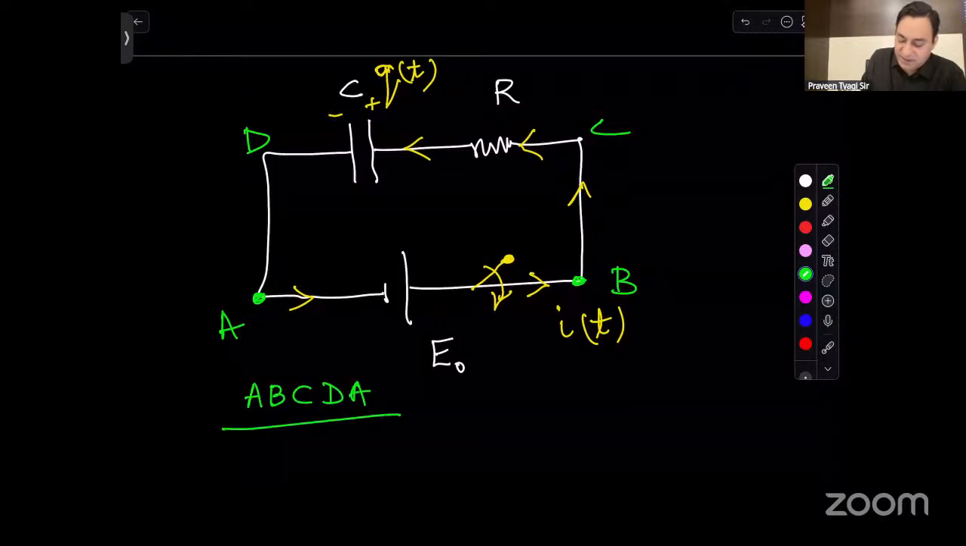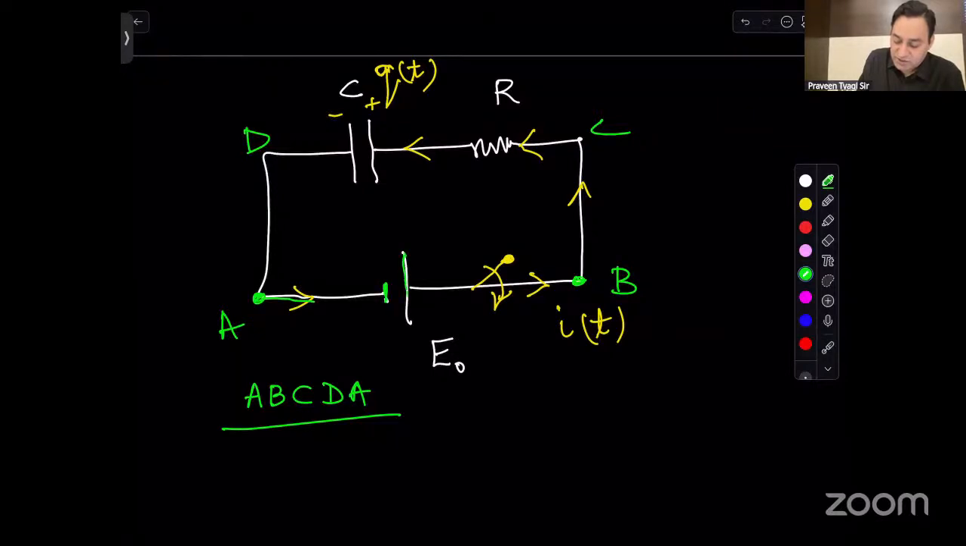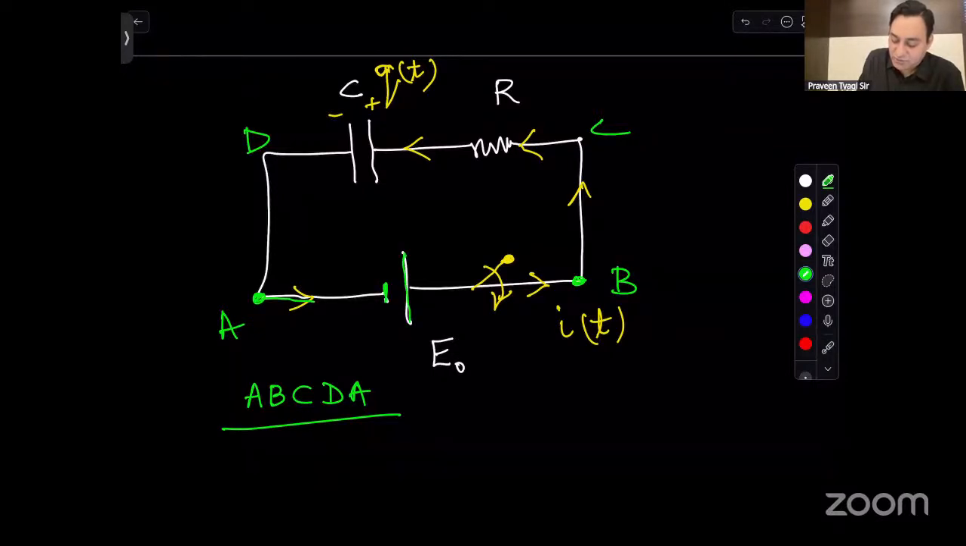We will be going in the loop A, B, C, D, A. All of you please pay attention. I start moving from A and move towards B. When I'm going in the battery from the negative terminal to the positive terminal, I am going from lower potential to higher potential. So I will write plus E naught. Increase in potential will be written as plus E naught. For the battery, this is the potential difference.